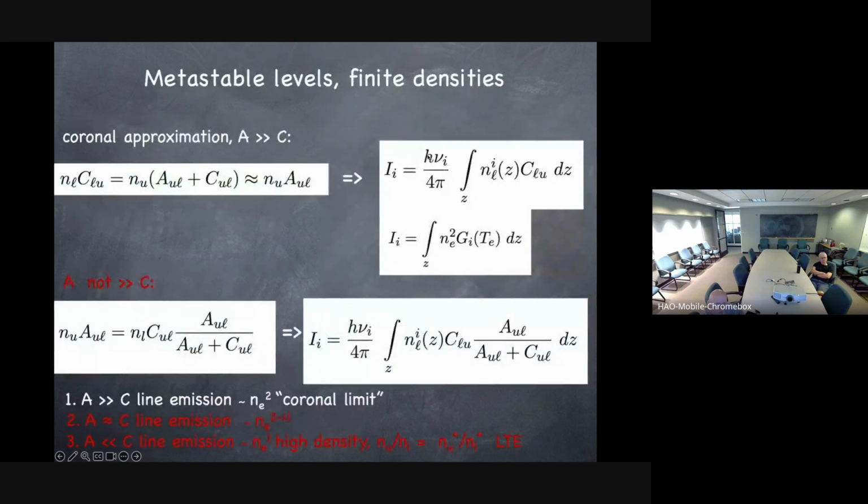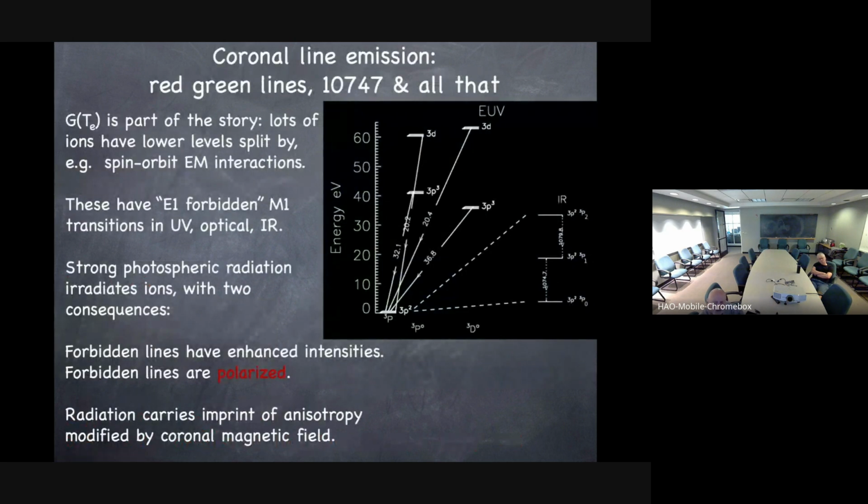So while CHIANTI and such can do these levels, it can't do the ones on the right-hand side. Furthermore, the radiation emitted by these things carries an imprint of the anisotropy modified by the coronal magnetic field. This is what COMP measures, okay? It's not compatible with the coronal approximation. That's why Roberto basically wrote, and I helped him write, this code to solve for the actual problem here with the incident radiation on these things. This is not the Hanle effect. The Hanle effect is for very strong lines, but it's in what we call a strong field limit of a Hanle effect.